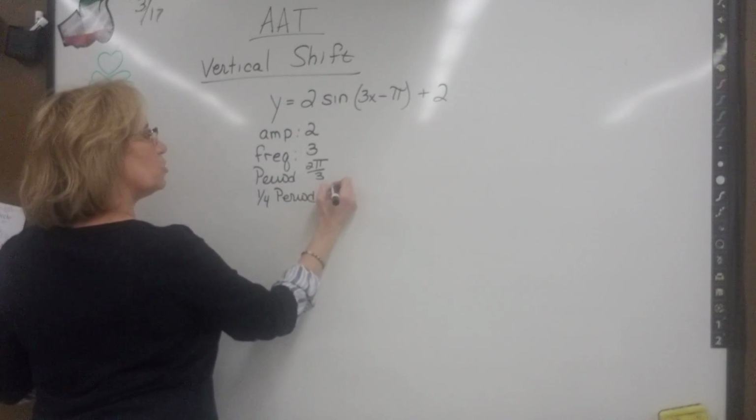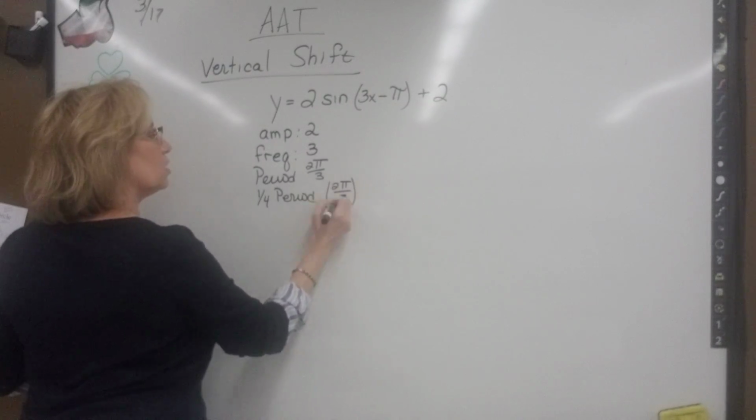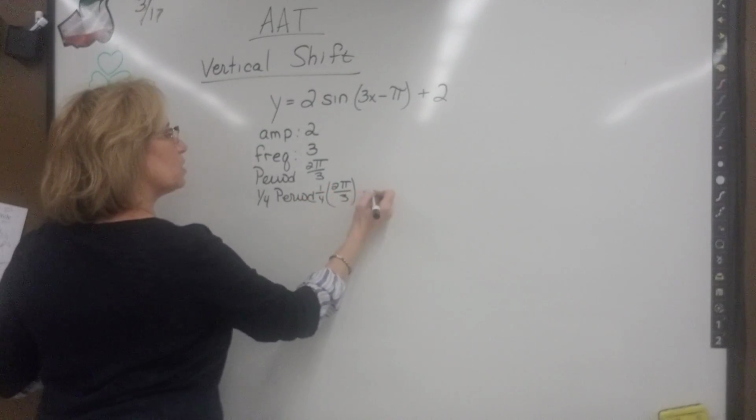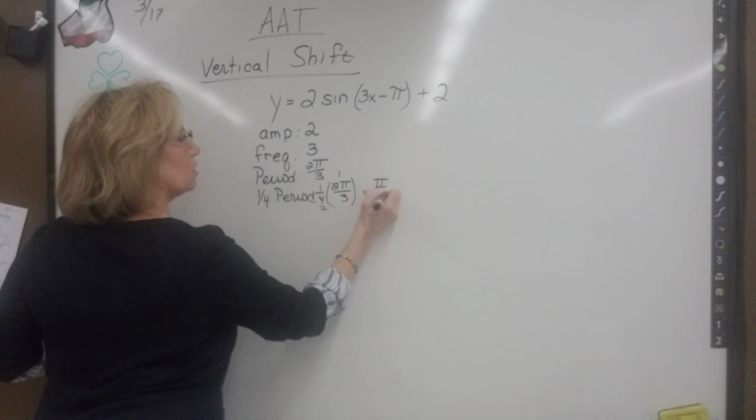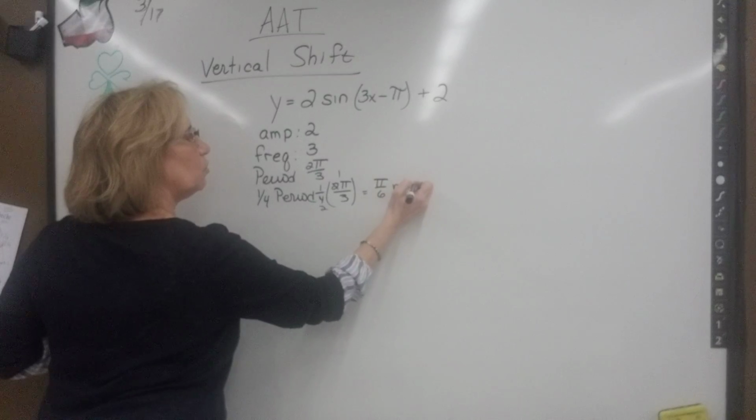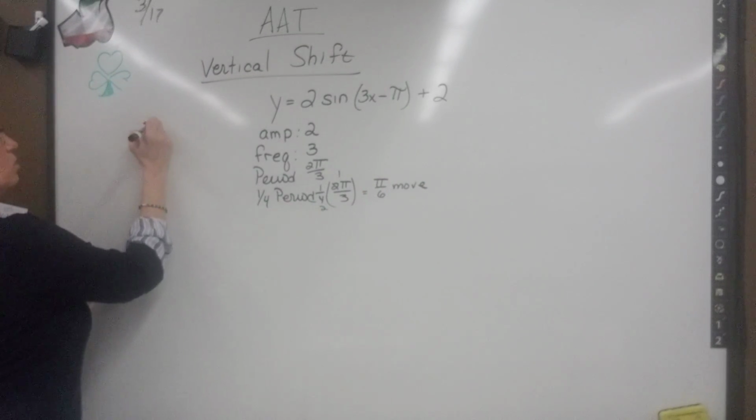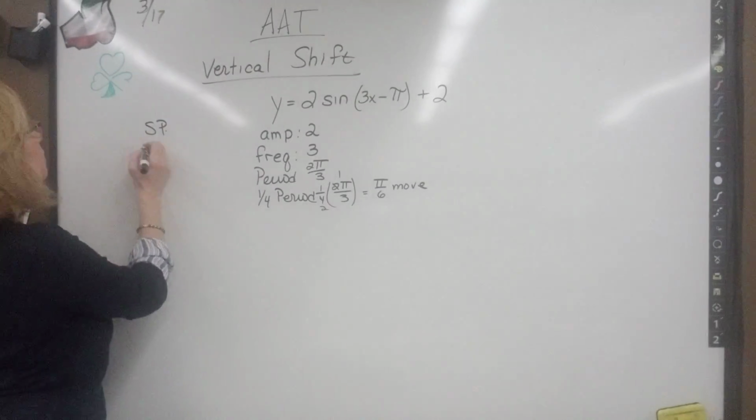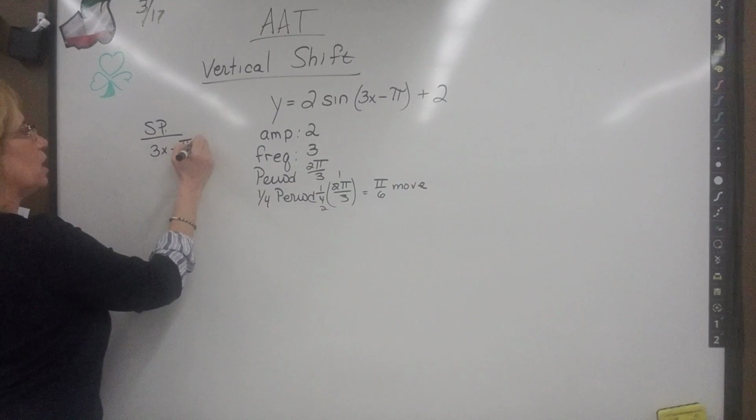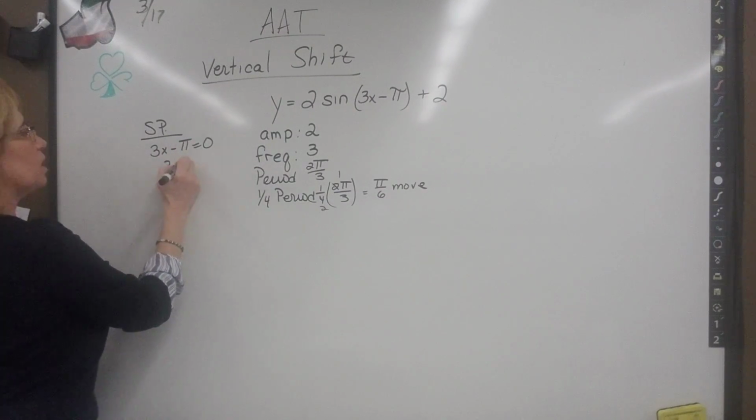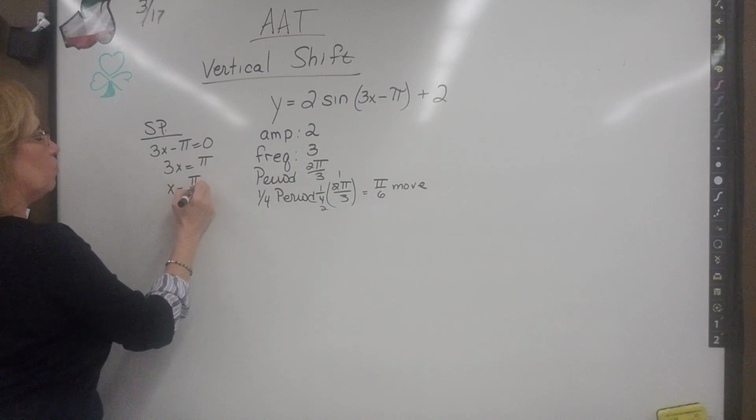The reason we do that is that's how we're going to move. So 2 pi over 3 times 1/4 is going to be pi over 6. This is how you're going to move between each interval, and we need a starting point. I'll do the starting point here. Am I still on film? Yep. Starting point is 3x minus pi equals 0, 3x equals pi, x equals pi over 3.